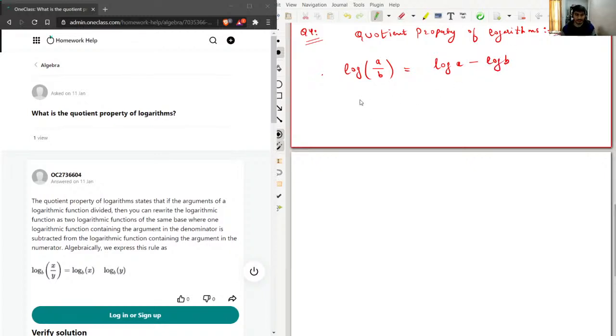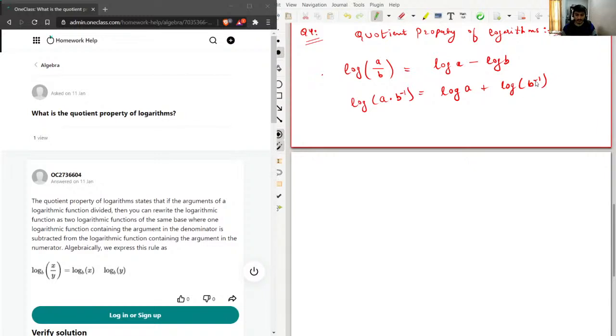And this property basically is an indirect application of the product property of log. So basically what we can do is write a into b inverse, and then we'll use the product property. So we can write log a plus log of b inverse.